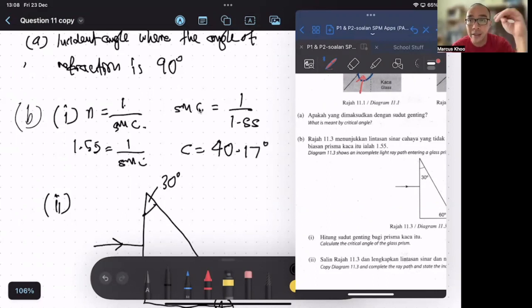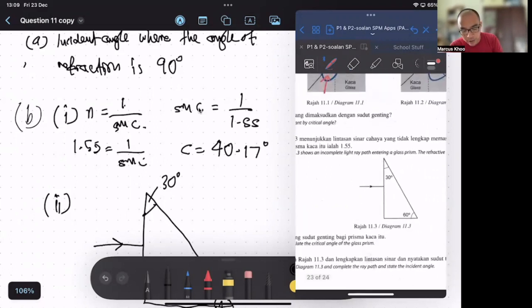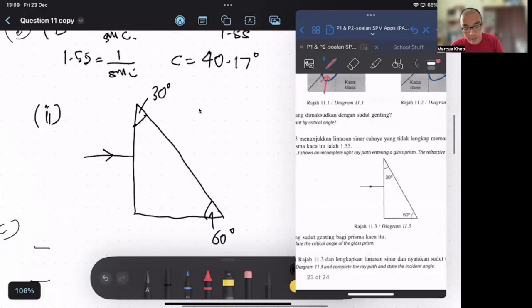So the critical angle is 40.17 degrees, which means that if the incident angle is more than 40.17, then it will be totally internally reflected. Okay, so let's take a look at this. Copy diagram 11.3 and complete the ray path and state the incident angle.